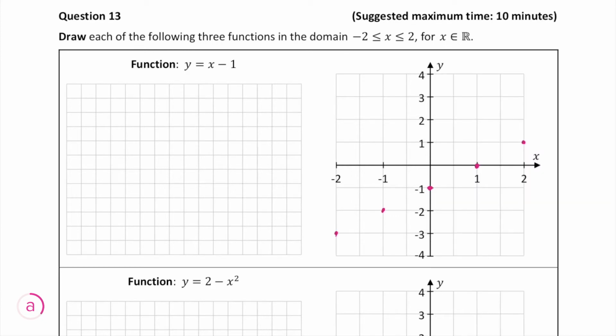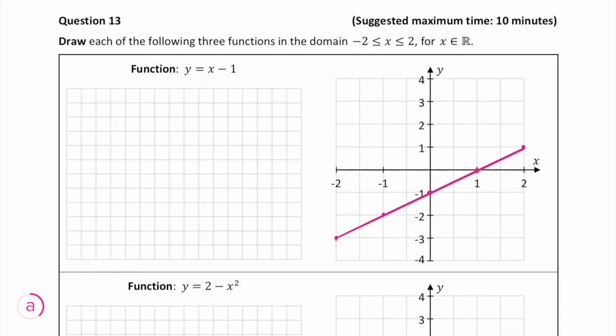Now that we've drawn in our points, we can connect the dots to get our function. That's all we have to do for the function y equals x minus 1, which is a linear function.